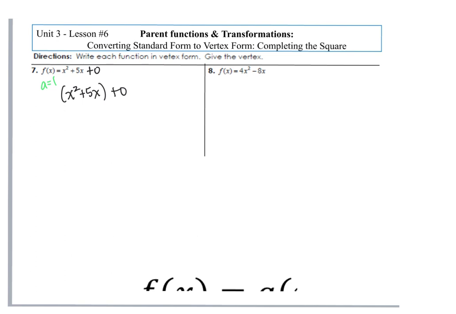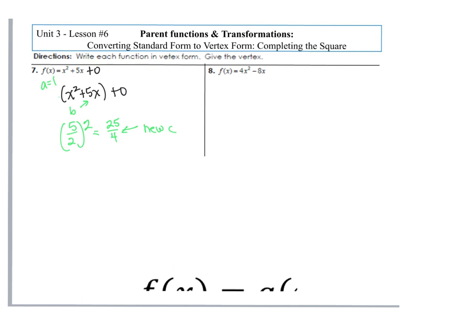So we are going to then take our b term. The b term is 5. So 5, we're going to take half of it, which means divided by 2. It doesn't divide evenly, so we leave it as a fraction, and then we square it. 5 squared is 25. 2 squared is 4. And this is the new c.